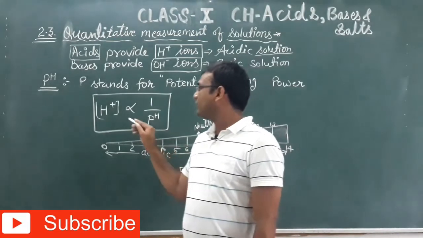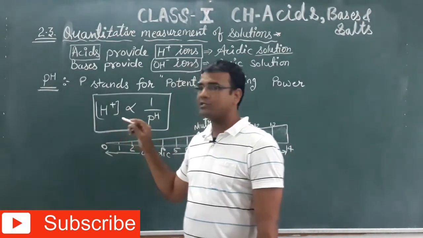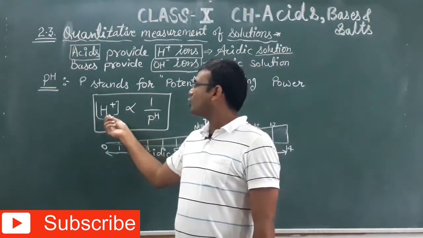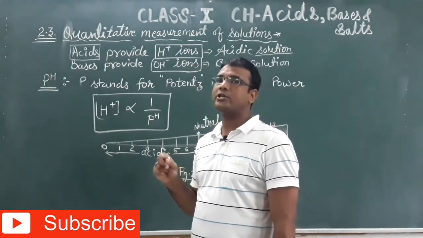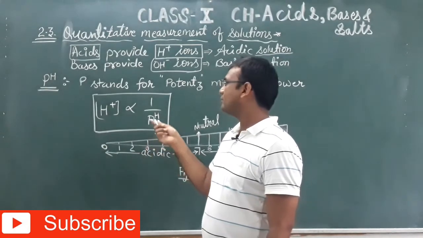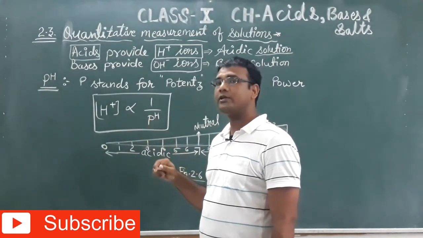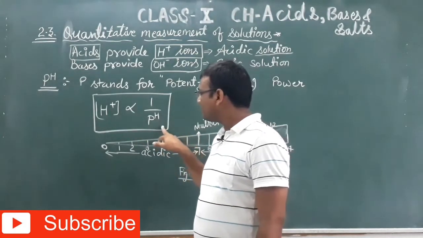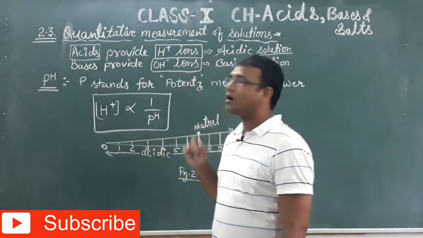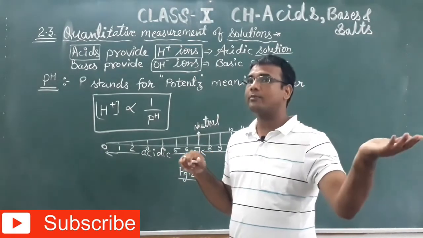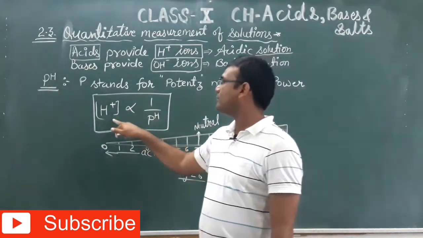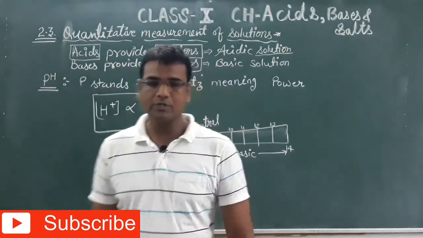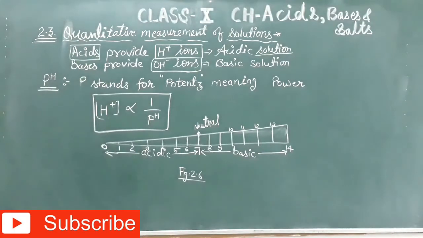For example, if you are increasing the quantity of H plus ion 2 times, then since they are inversely proportional, the pH in that condition will become half. Here it is double, then it is half. If it is 4 times, then it is 1 by 4 times. So this is called inversely proportional relation.